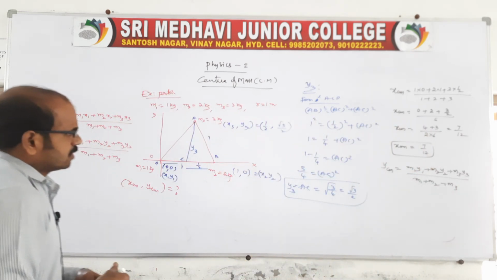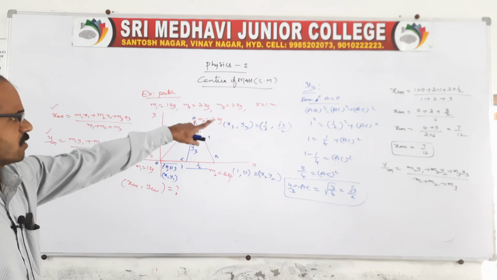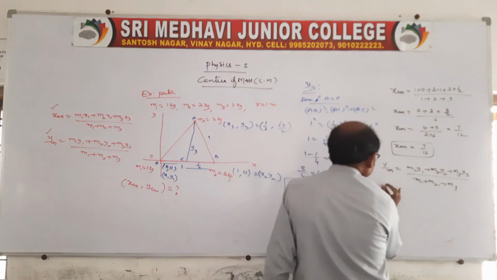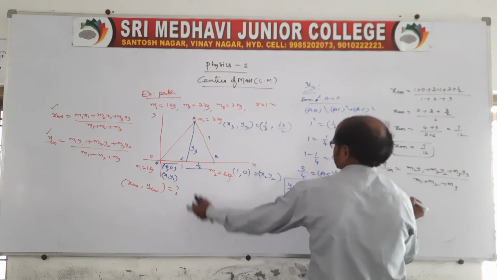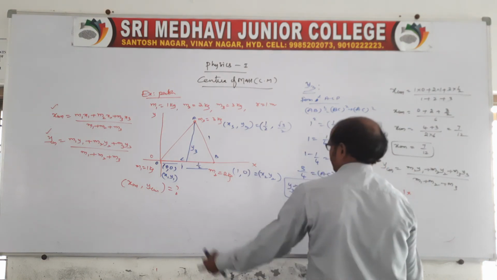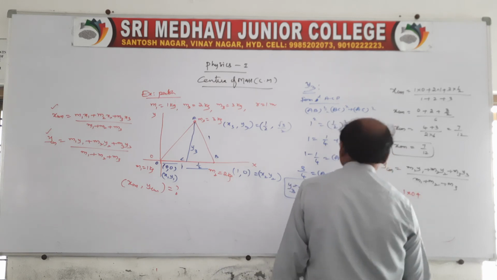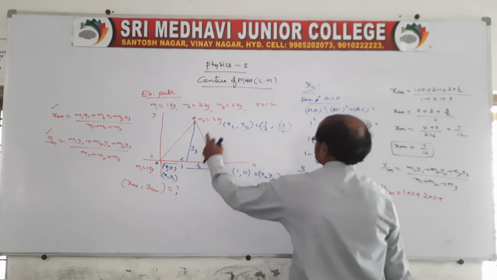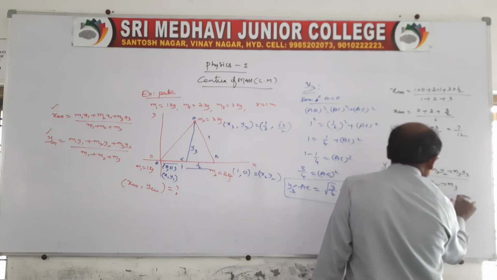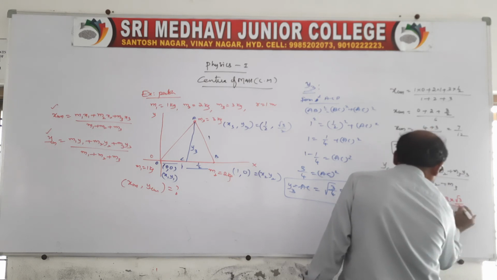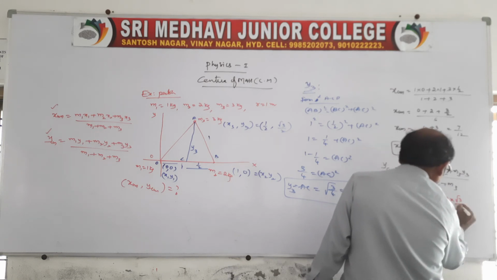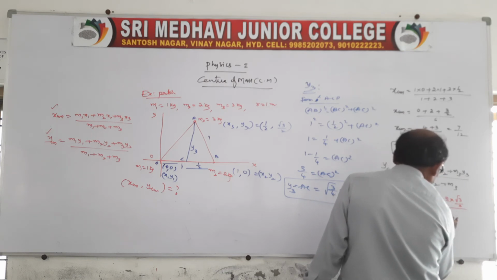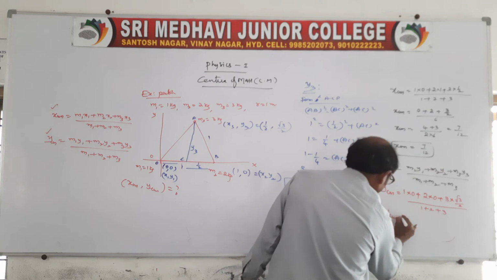In the same way, substitute all values, whatever the coordinates y1, y2, y3 are. So here YCM is equal to, M1 is given as 1, y1 is 0, plus M2 is 2, again y2 is 0, plus M3 is given as 3 into y3 which is root 3 by 2, divided by 1 plus 2 plus 3. So YCM is equal to 0, 0.